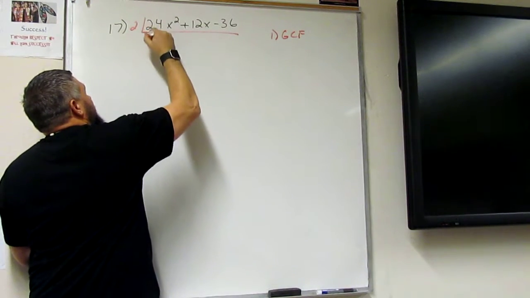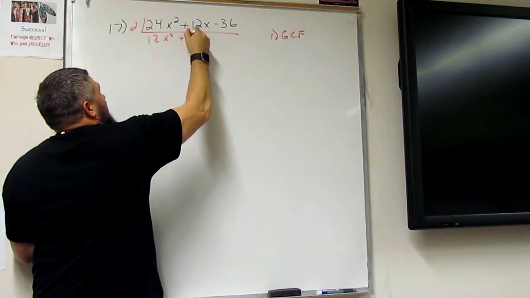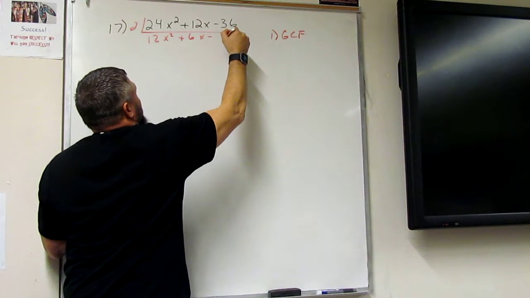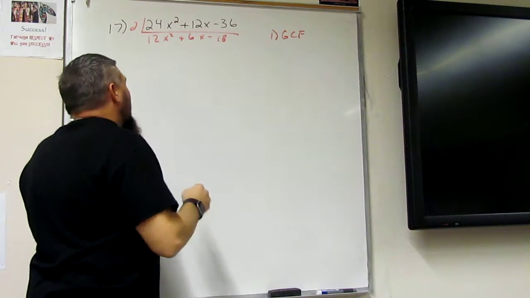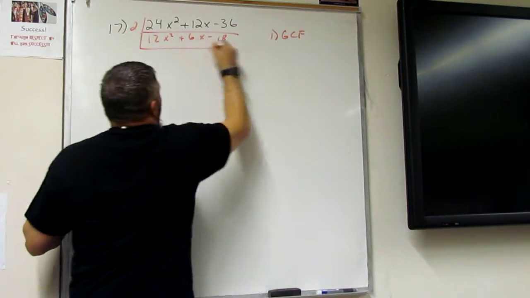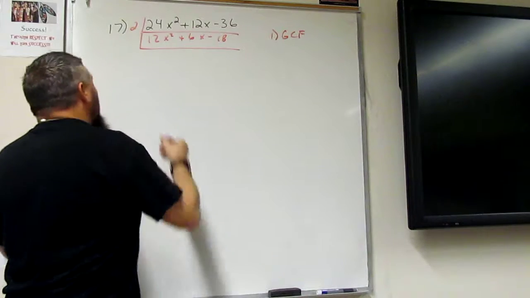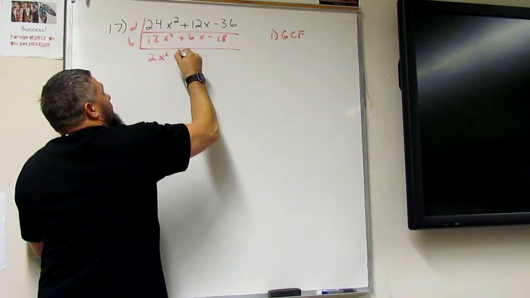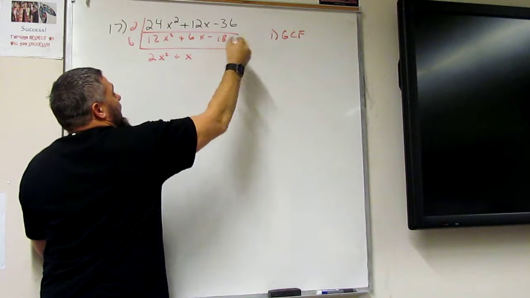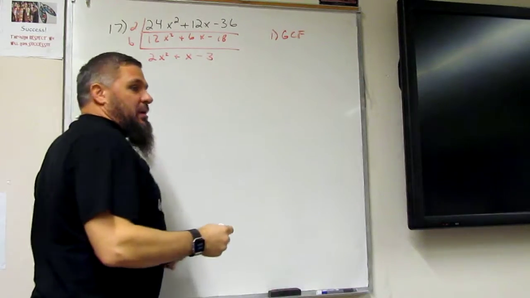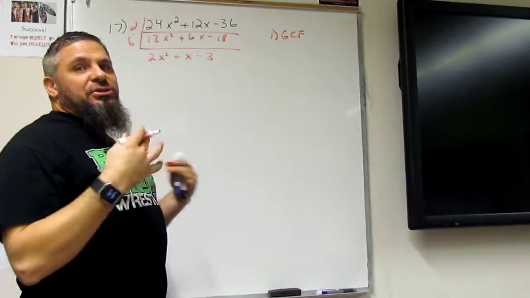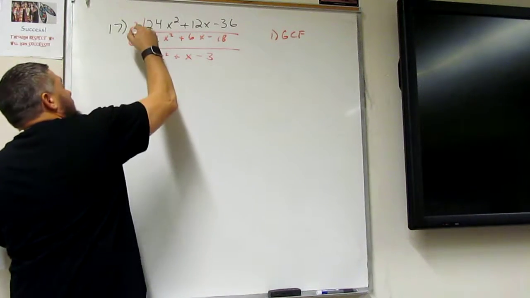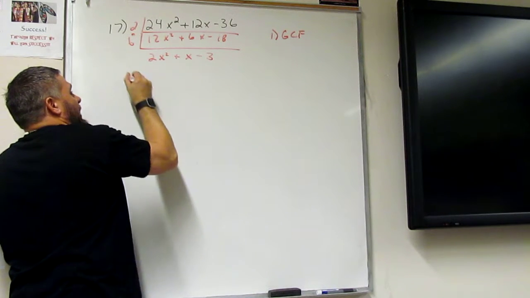All right, so 2 is 12x squared plus 6x minus 18. Okay? And then I was like, okay, what goes into 12, 6, and 18? And then someone's like, okay, 6. Right? And so that's 2, 1, and 3. Okay? And so if you do this in steps, just know that you got to take these down as a factor. 2 times 6. So this would be 2 times 6, which is 12, right?